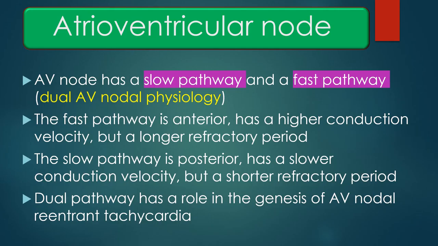The AV node has a slow pathway and a fast pathway. It is known as dual AV nodal physiology. The fast pathway is anterior, has a higher conduction velocity but a longer refractory period. The slow pathway is posterior, has a slower conduction velocity but a shorter refractory period. Dual pathway has a role in the genesis of AV nodal reentrant tachycardia.